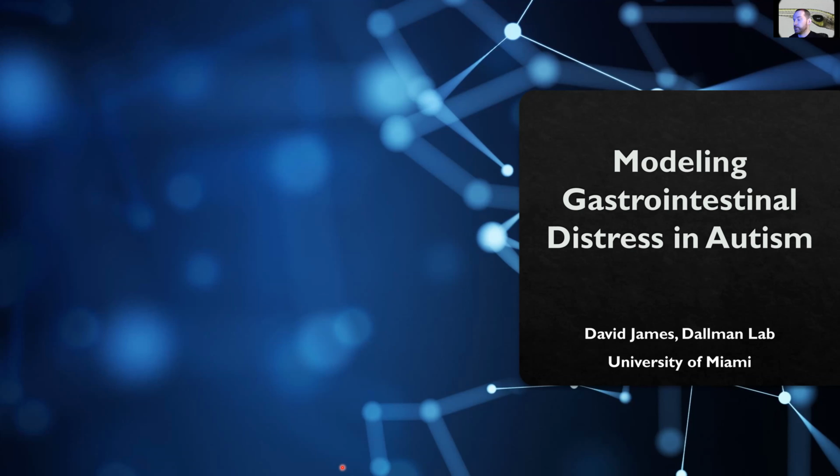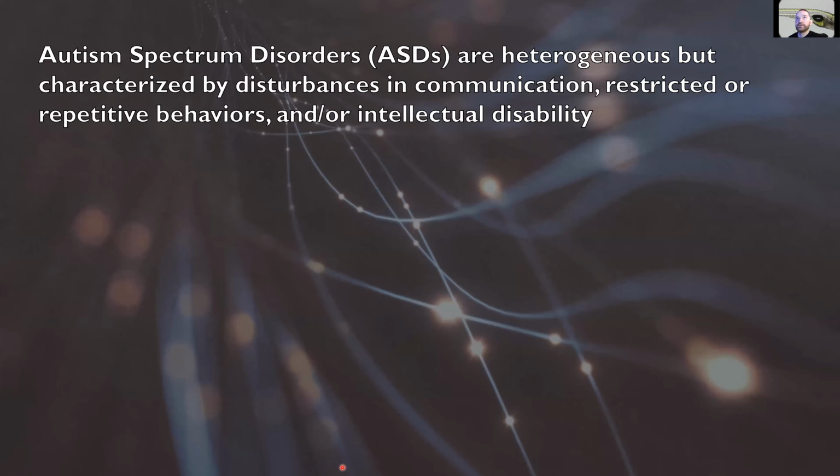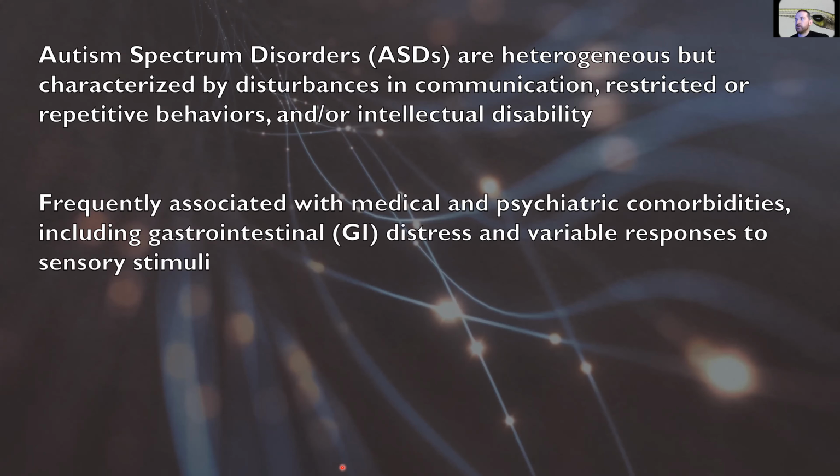I'm going to be talking about some of my recent work on modeling GI distress and autism. So I think autism spectrum disorder is probably best understood through its diagnostic criteria. Disturbances in communication, restricted or repetitive behaviors, intellectual disability. But in addition to these behavioral issues, there's a whole slew of comorbidities or co-occurring symptoms, including the one that I focus on, gastrointestinal or GI distress.